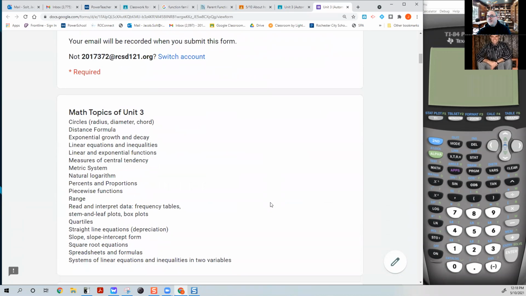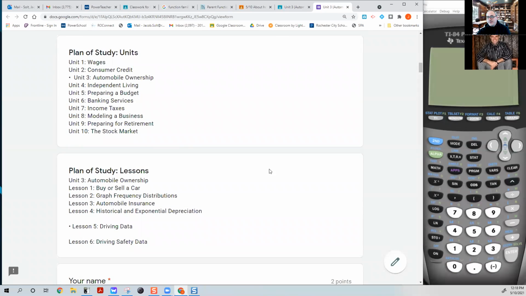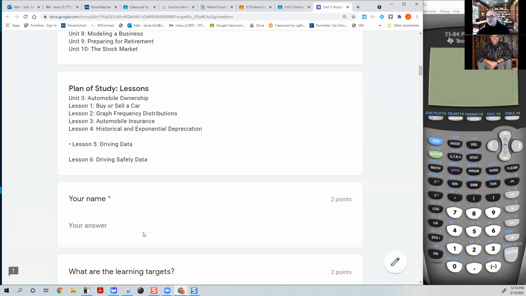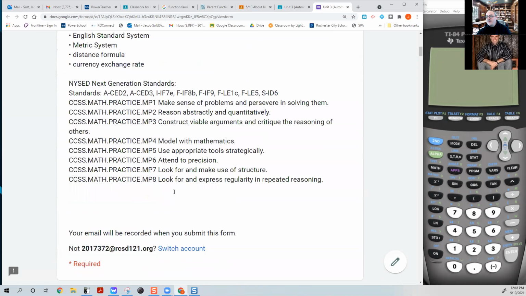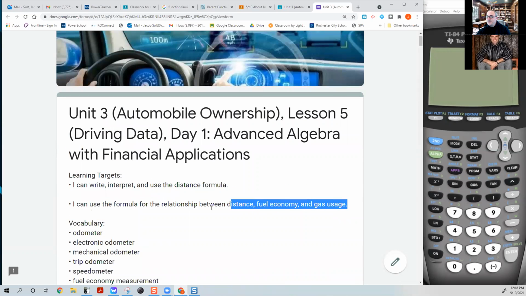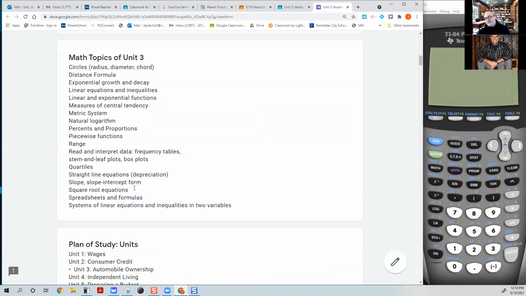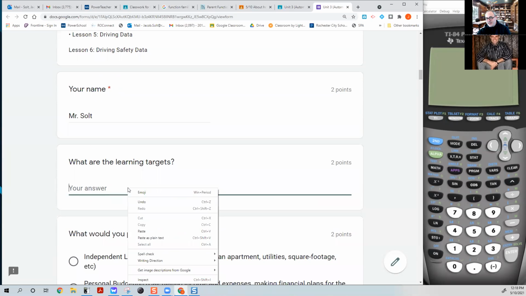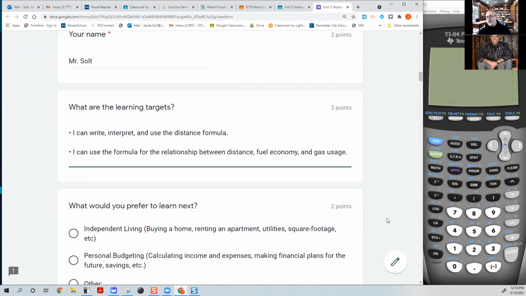All right, so these are the math topics. If you want to take a look at them, I'm skipping that. We're on automobile ownership. We're on driving data. Put your name in where it says your name. And for the learning targets, we will go up here and copy and paste our learning targets as per usual. I'm selecting them. I am copying them. Right click, copy. I can come down here and right click, paste. There. Now we have a guarantee that you've at least looked at these at least once.